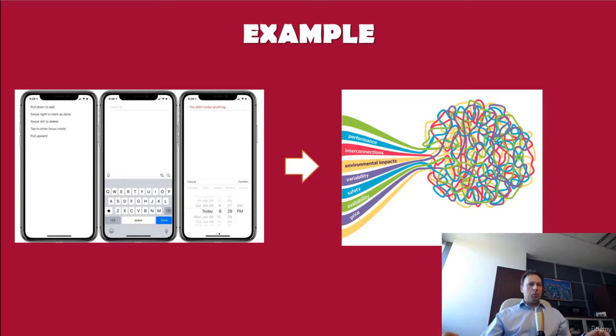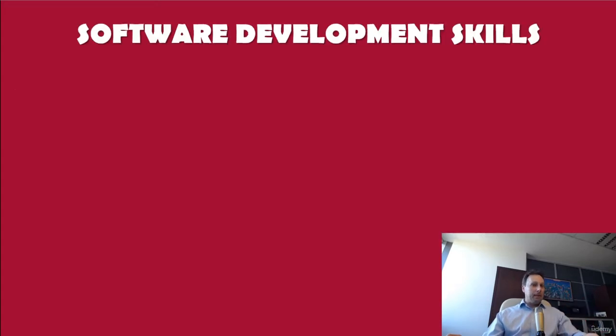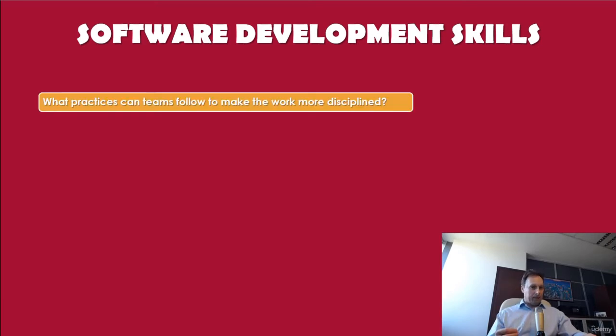And sure, there could be plenty of technical skills you can be better at, like specific platforms, languages, and tools. But there's so much more than that. Today, it takes sustained work of many people with different skill sets to create software products. The purpose of this course is to show you how they should be organized in today's world. So what practices can a team follow to make the work more disciplined and less ad hoc?